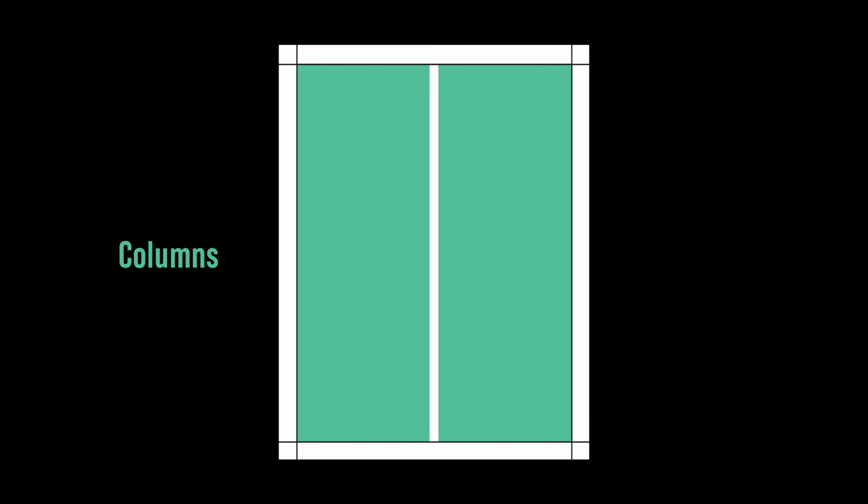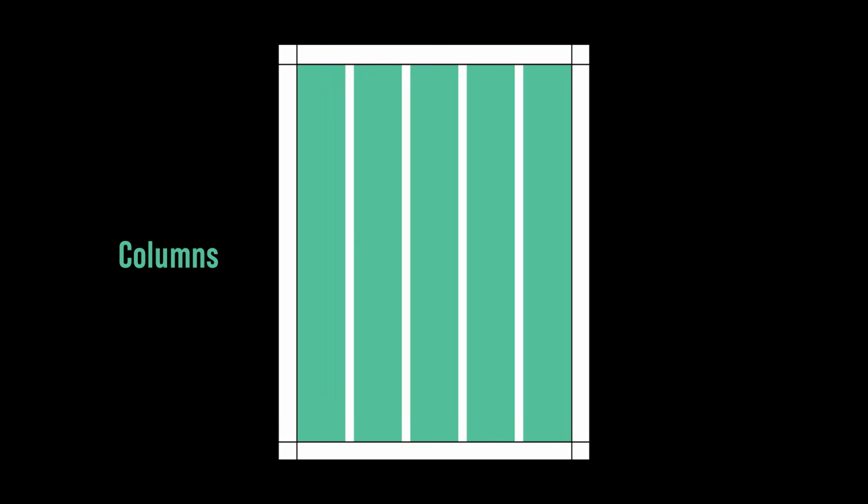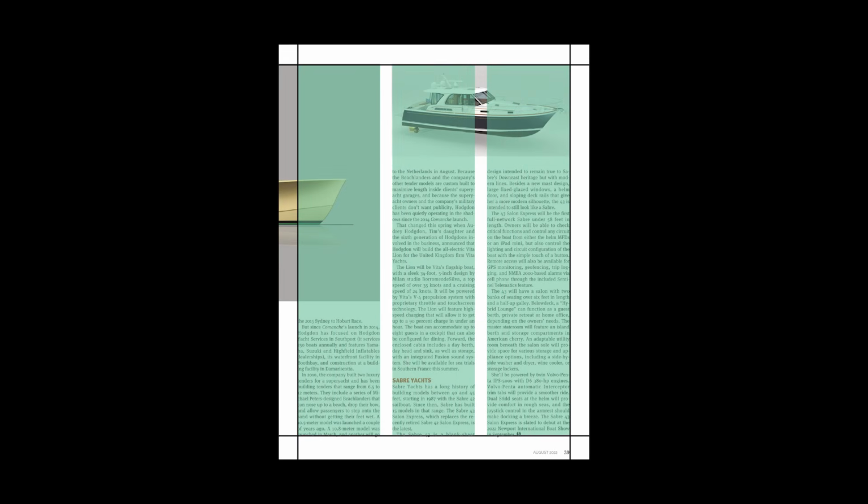The next type of grid is a column grid. This is where the design uses columns to lay out the design elements. It can be 3 columns, 2 columns, or any amount that makes sense for your layout. You will see this a lot in magazine layouts, like this 3-column design example.